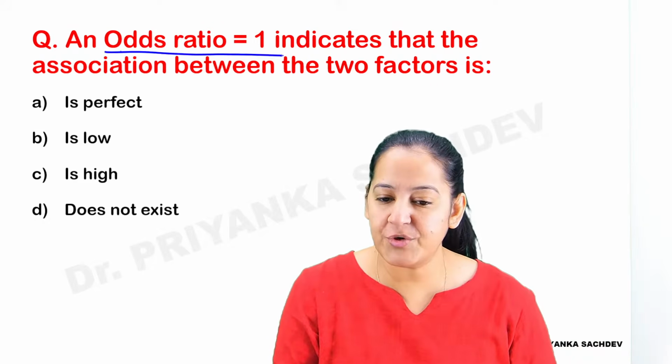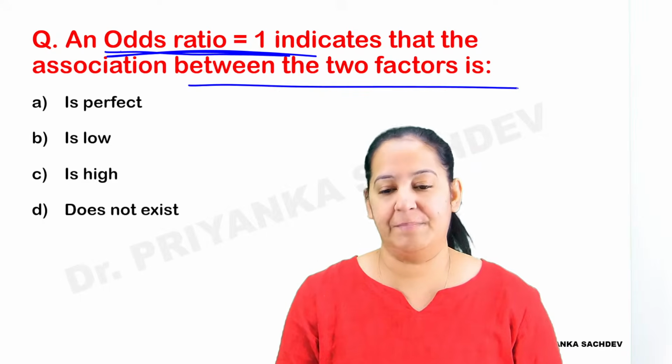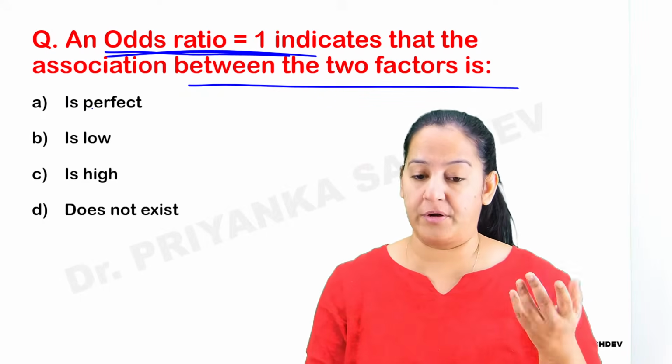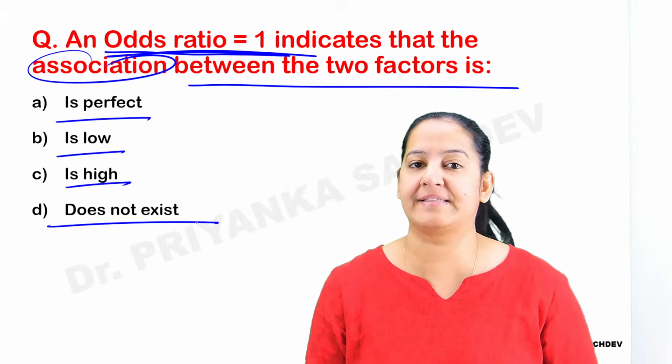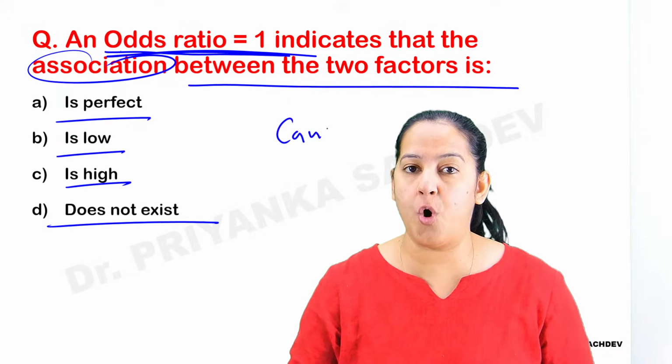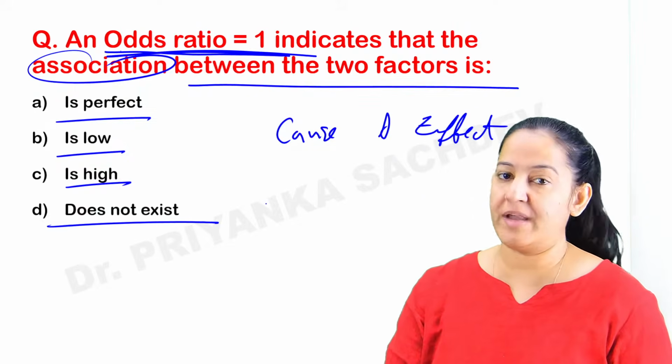If the odds ratio is equal to 1, what does it mean? The association between cause and effect is what? The association between cause and effect is low, or high, or does not exist, or is perfect.